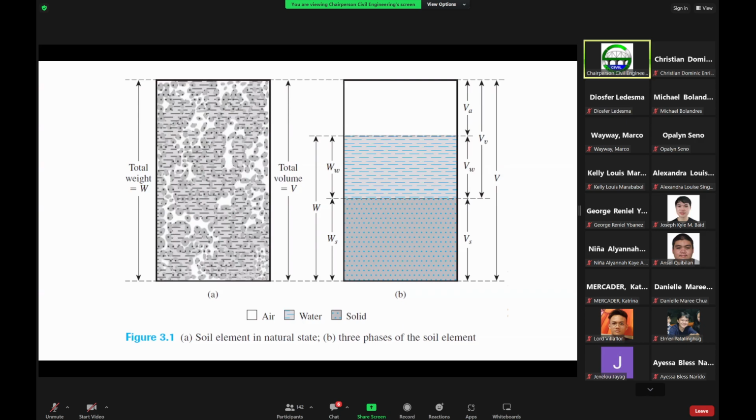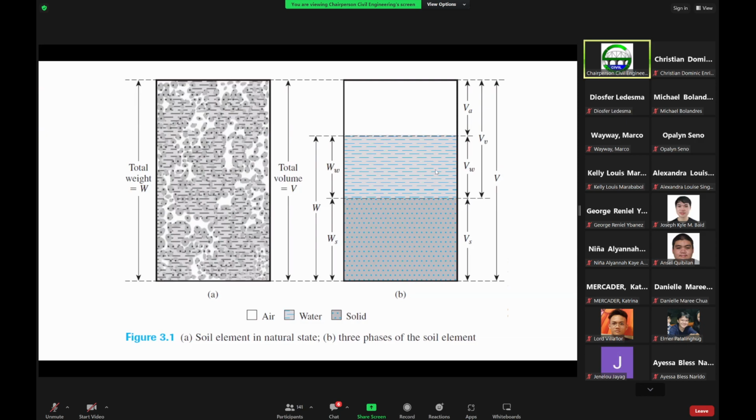Surrounded by the voids are these solids, the dark spots with the dots. So this is the soil element in a natural state. If we consider this block here, this block has a total weight, let's call it capital W, and it has a total volume also, which is capital V.